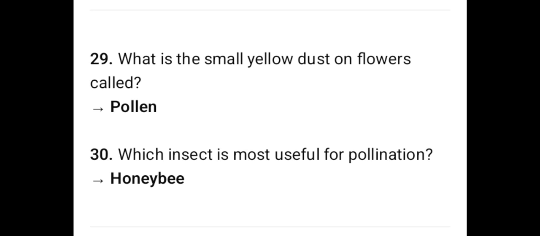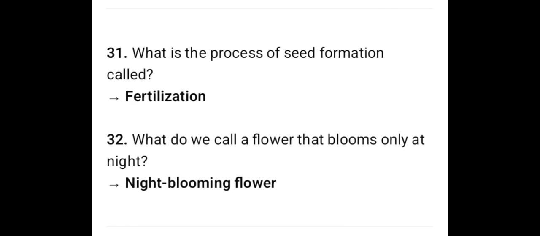Which bird makes nests on flower trees? Sparrow. What is the small yellow dust on flowers called? Pollen. Which insect is most useful for pollination? Honeybee. What is the process of seed formation called? Fertilization. What do we call a flower that blooms only at night? Night blooming flower.